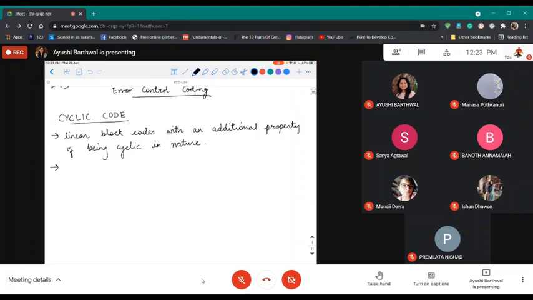So suppose you're denoting any code that is V. You're denoting the code vectors as V0, V1, V2, and since the length would be n, the highest order will be Vn minus 1. So suppose this is a code vector.